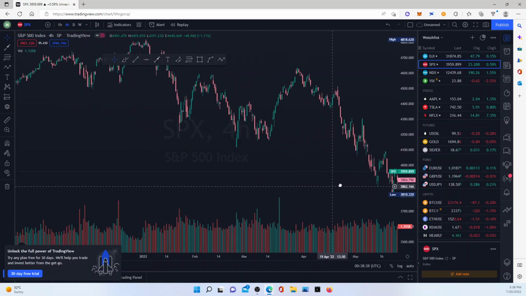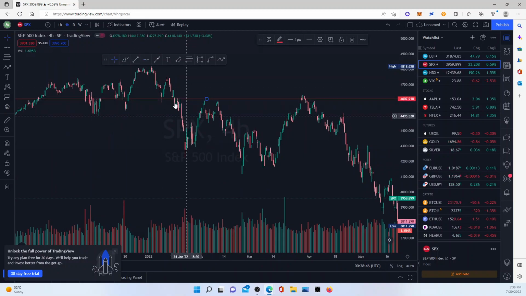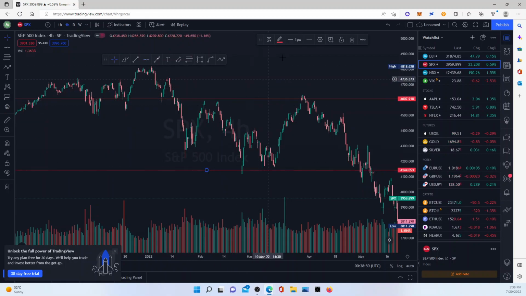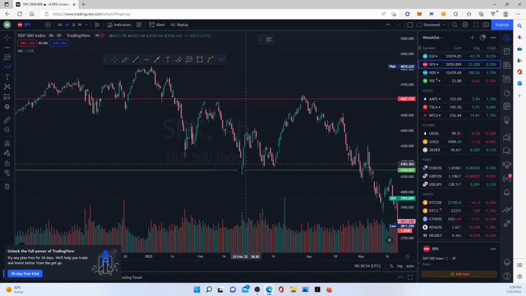Oh, go back in time. A pullback. Yep, you can definitely see it here. If you saw it, this is your resistance. This is your support. Change the line. Make that green.